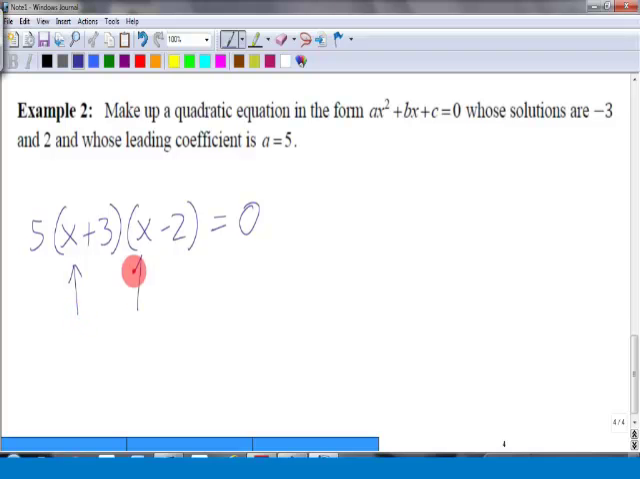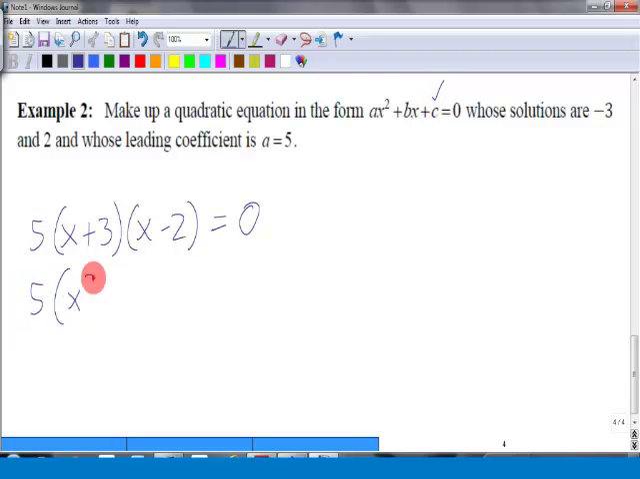If we substitute 2 for x right there, it would make that factor equal to 0. And so I think this would work. Now it wants it in the standard form, so let's go ahead and simplify.